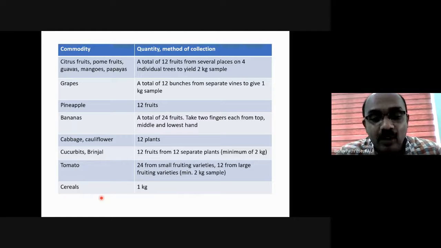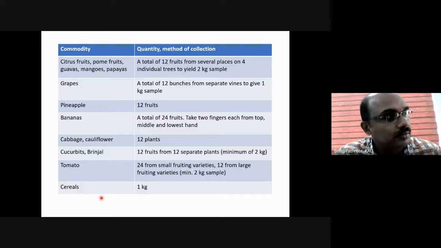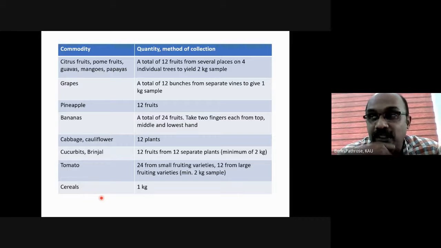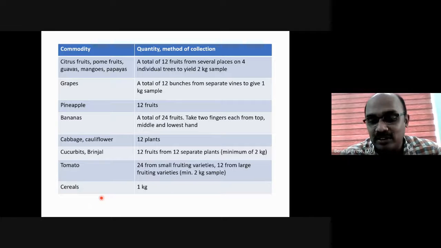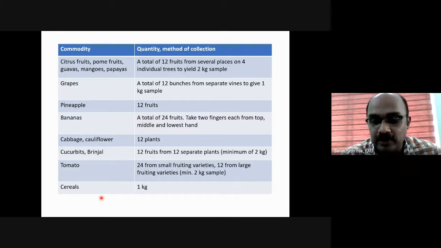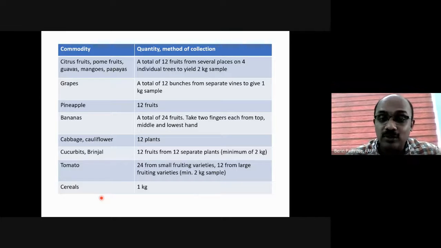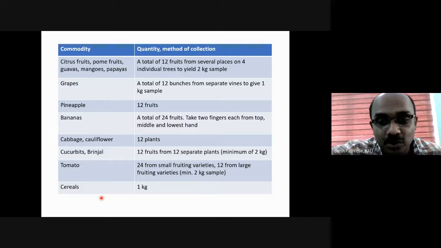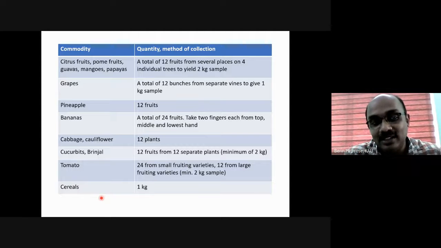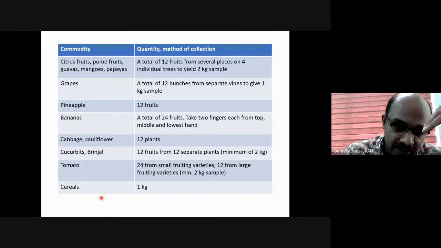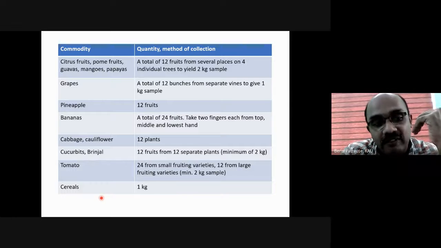Say, I will take the example of that Nimbu. I don't know the scientific name of that citrus. That's the one we use to prepare lemon juice. That's very small in size, one fruit weighs less than 50 grams. So in that case, you have to sample 4 trees, and you have to sample more fruits to take it to 2 kg. So this is how FSSAI has prescribed the sample collection for each and every commodity.